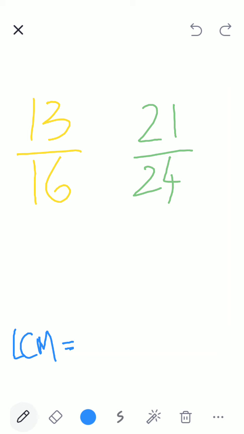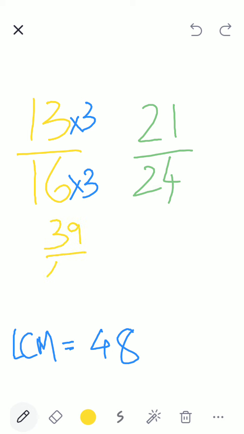What is LCM? What is LCM? LCM of 16 and 24 is 48. So, what will I do with 16 to make it 48? Yes, 16 threes are 48. So, 13 threes are 39. So this becomes 39 by 48.